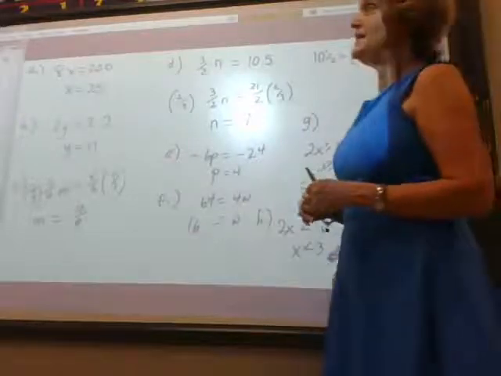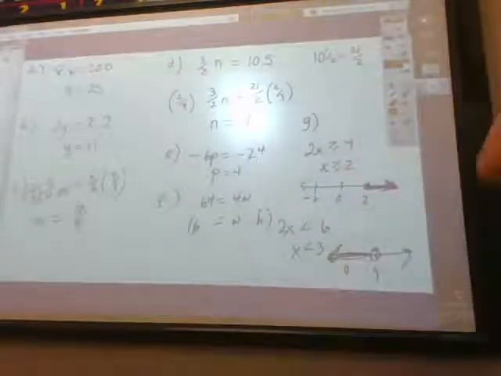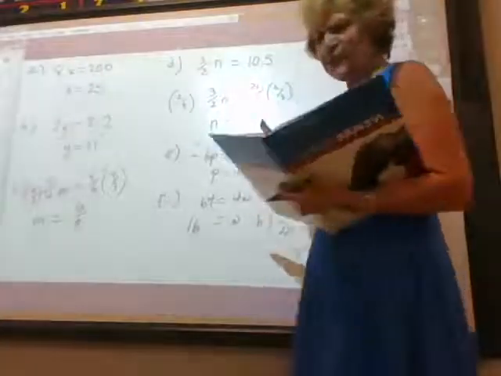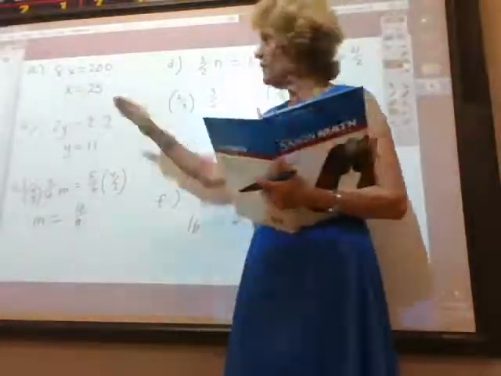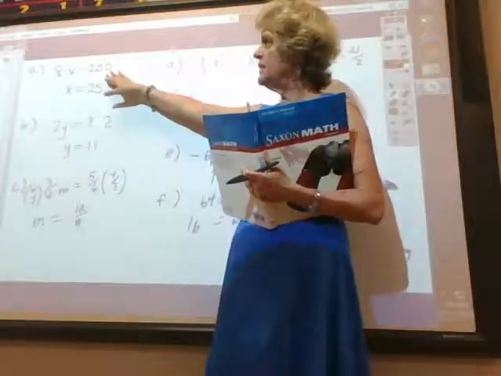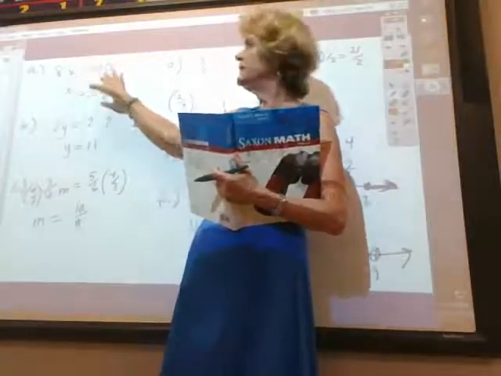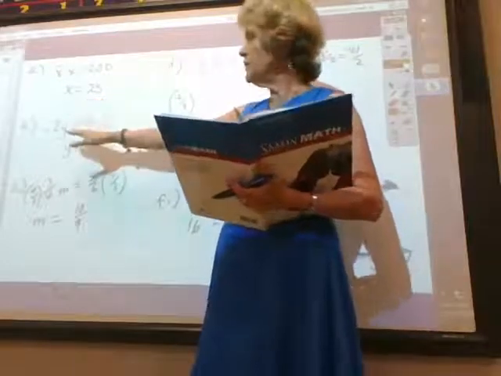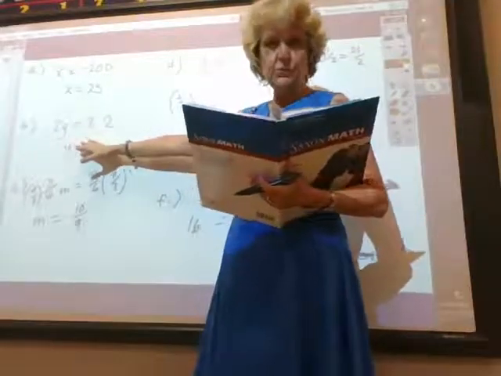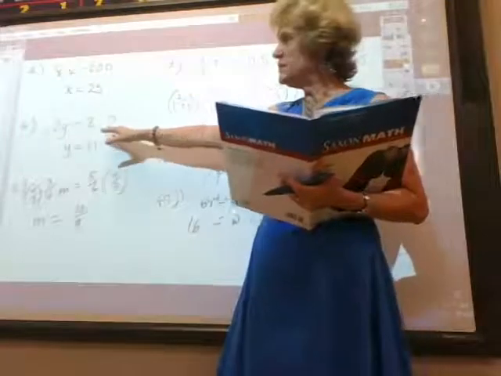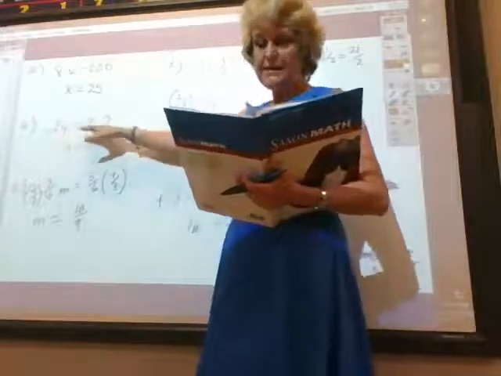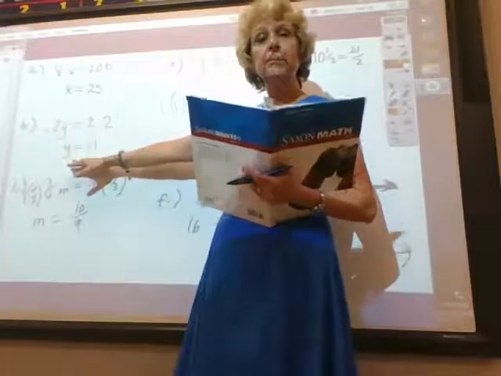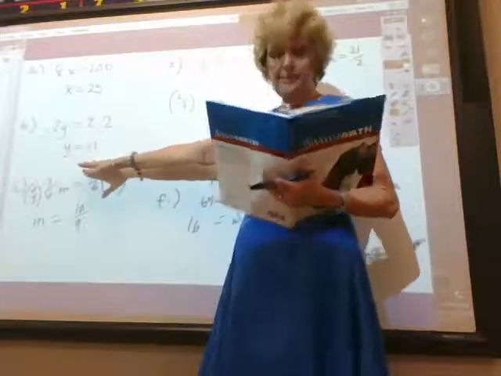So for A, I went ahead and skipped some steps. I hope that's okay because I knew I would run out of space on the board. So for A, I moved the 15 over. I added it to the 185. So 8x is 200. I divided by 8 and got x is 25. For B, I subtracted 1.5 on both sides. So I have 0.2y is 2.2. Then I divided both sides by 0.2 and got y is 11.